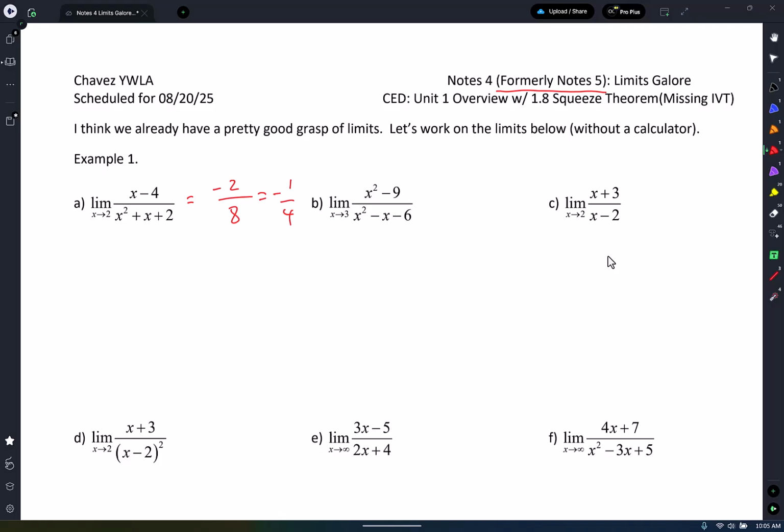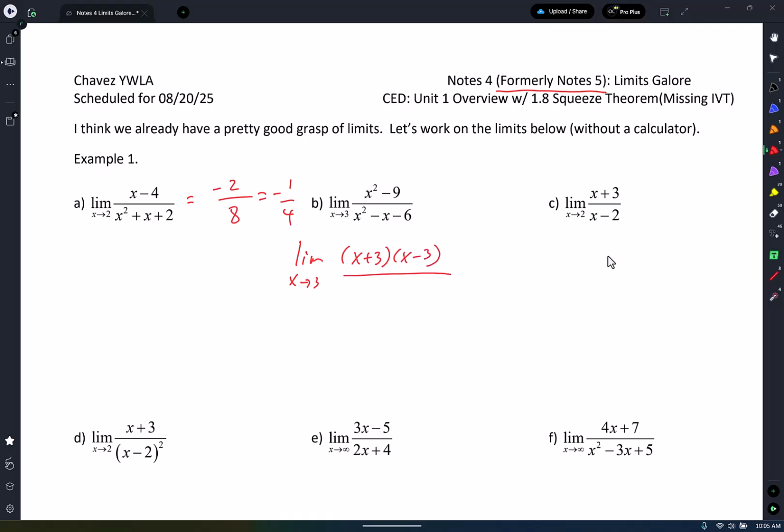You can only not do direct substitution when there's a 0 in the denominator. Correct. If there's a 0 in the numerator, it's not a problem. So we cannot do direct substitution. That means we have to do something else. So let's expand it. I'm going to write the word limit because we haven't solved it yet. Limit as x approaches 3. And then the numerator, the difference of squares, x plus 3 times x minus 3.